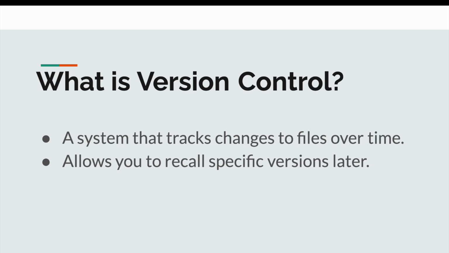So first, what is version control? Let's begin by understanding what version control is. Version control is a system that tracks changes to files over time. It allows you to recall a specific version later, similar to an undo button, but for an entire project. This is especially useful when working on complex projects where you need to keep track of changes and collaborate with others.